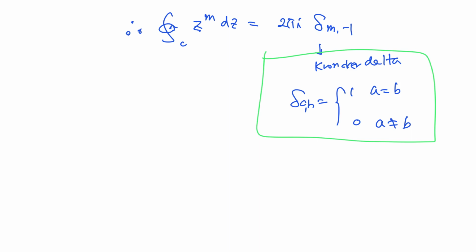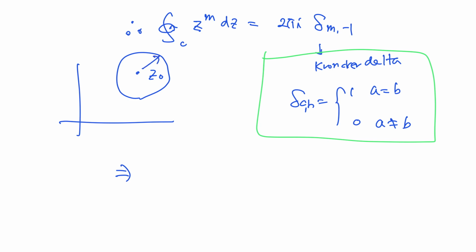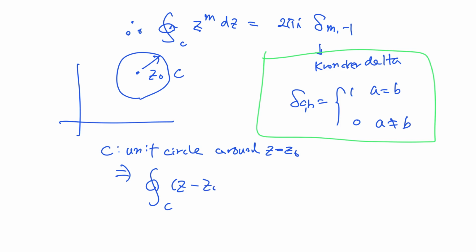And actually, in general, we can also do the same thing for some particular point, not only the unit circle. C is a circle surrounding C equals C naught. We have the following: the integral of (z minus C naught) to the m dz is again 2 pi i delta m minus 1.